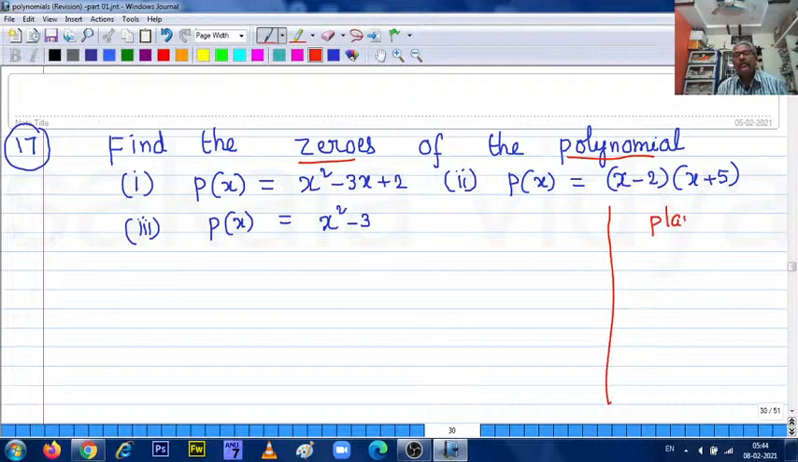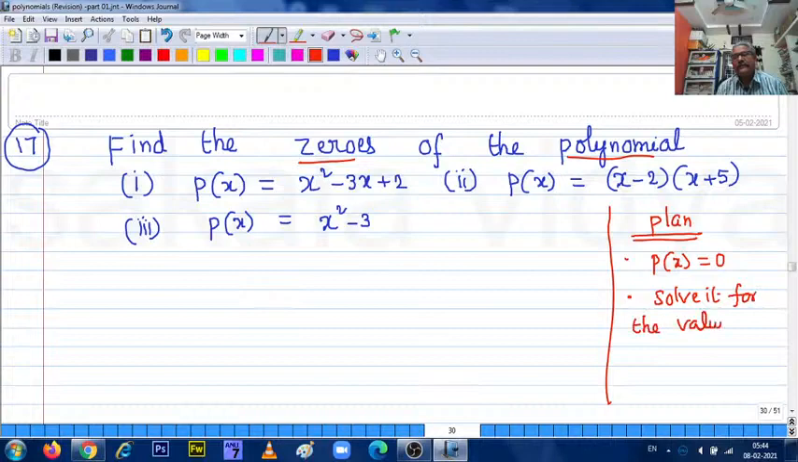How to find out the zeros of a given polynomial? Just simple: equate P of x to 0 in each case and solve it for the values of x. So that is the method. Then we get the zeros of the polynomial. So let us move to the first question now. What is the first question here?